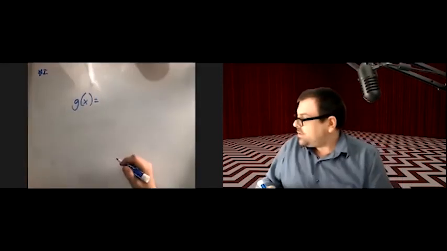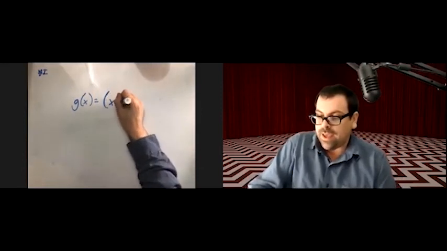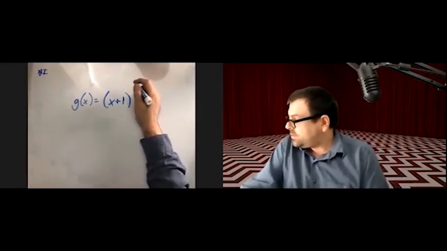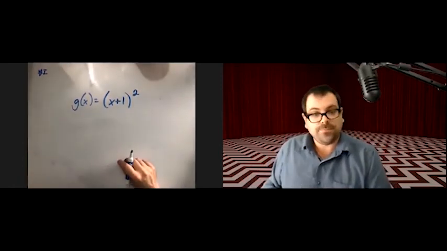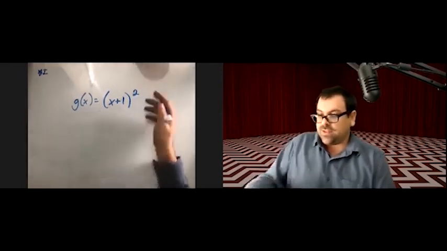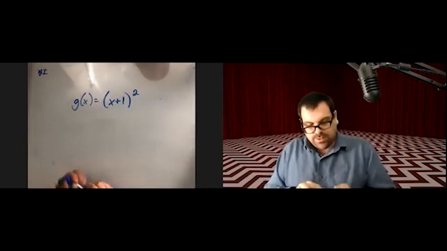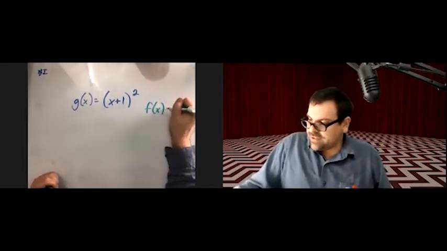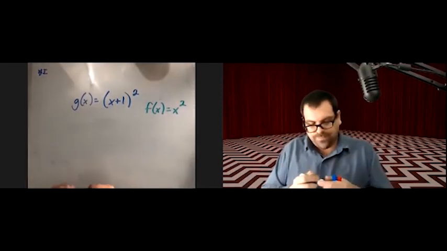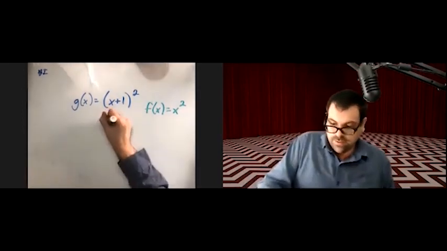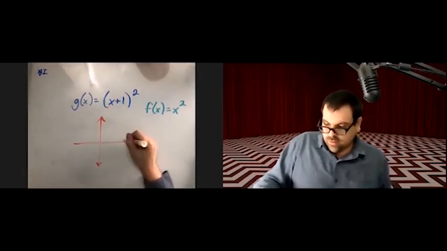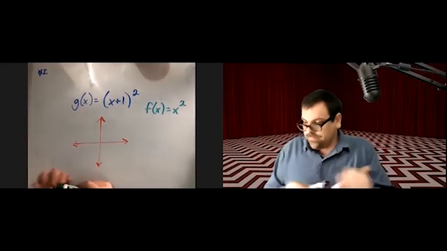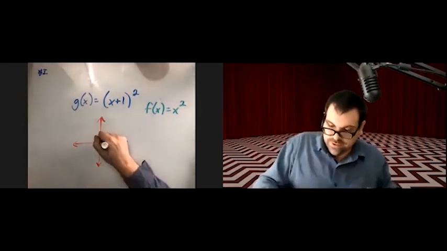Let's take a look at g of x equals x plus 1 squared. Well, this is a squaring function. It's quadratic. We've got a square on it. So that means the parent function is f of x equals x squared. And we know what that looks like. That looks like this.